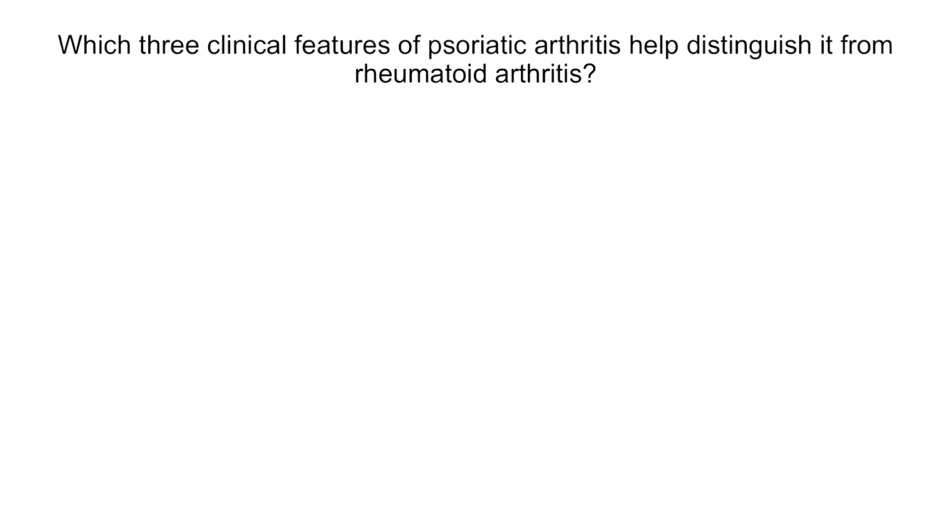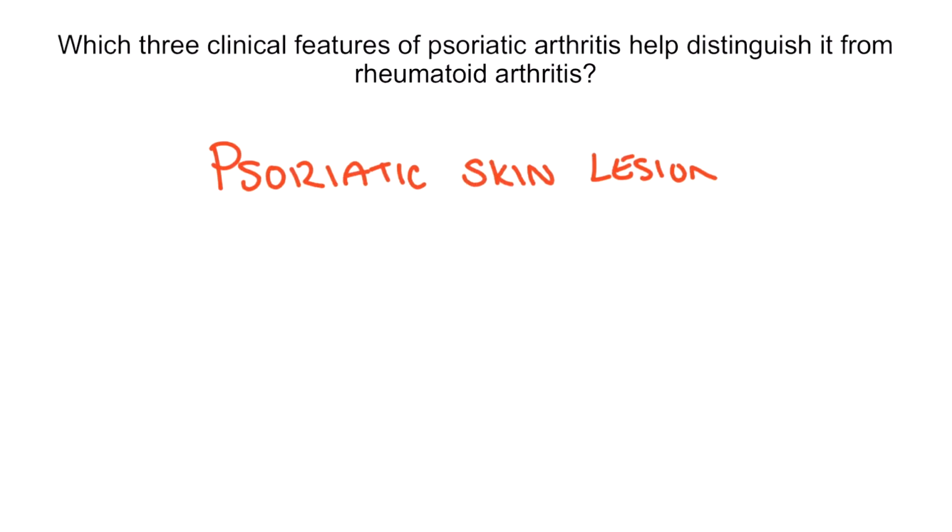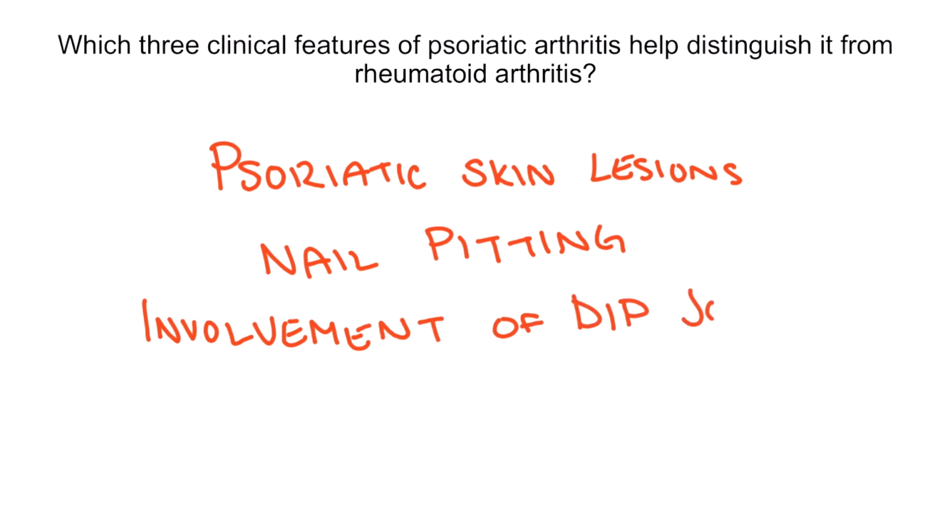Which three clinical features of psoriatic arthritis help distinguish it from rheumatoid arthritis? Okay, the three clinical features seen in psoriatic arthritis, but not rheumatoid arthritis, are psoriatic skin lesions, nail pitting, and involvement of the distal interphalangeal joints. Again, rheumatoid arthritis is notorious for affecting all small joints of the hand except the DIPs.